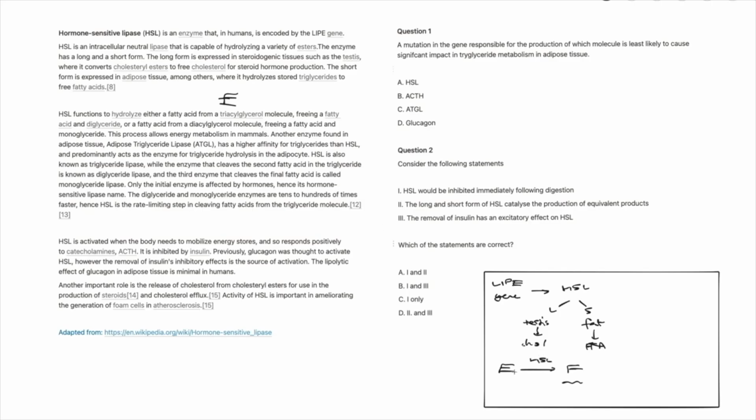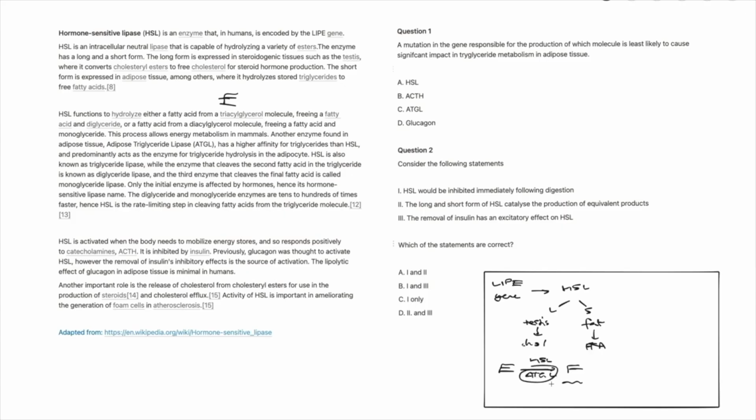So I'm mapping out the pathway because it hasn't been given in the question. Then it says this is in mammals, another enzyme found in adipose tissue, ATGL. I often don't read the actual name, I just go straight to the acronym because they're probably just going to use that. It has a higher affinity for triglycerides than HSL and predominantly acts as the enzyme for triglyceride hydrolysis in the adipocyte. So I'm going to put this, it does the exact same thing, ATGL.